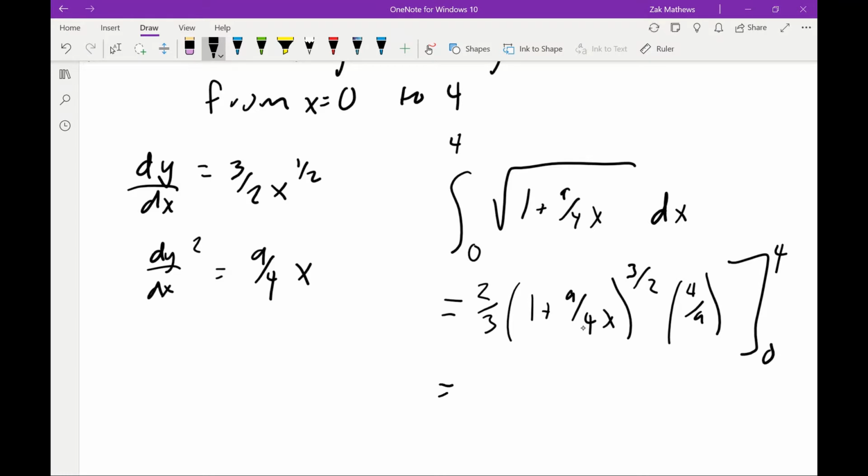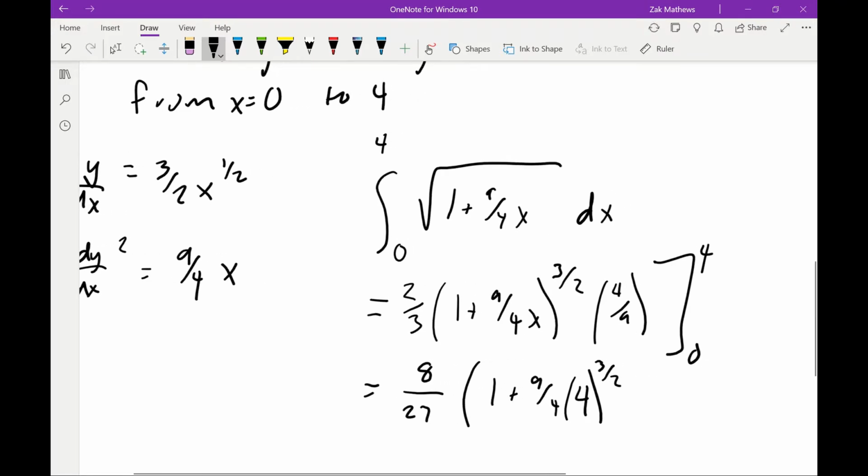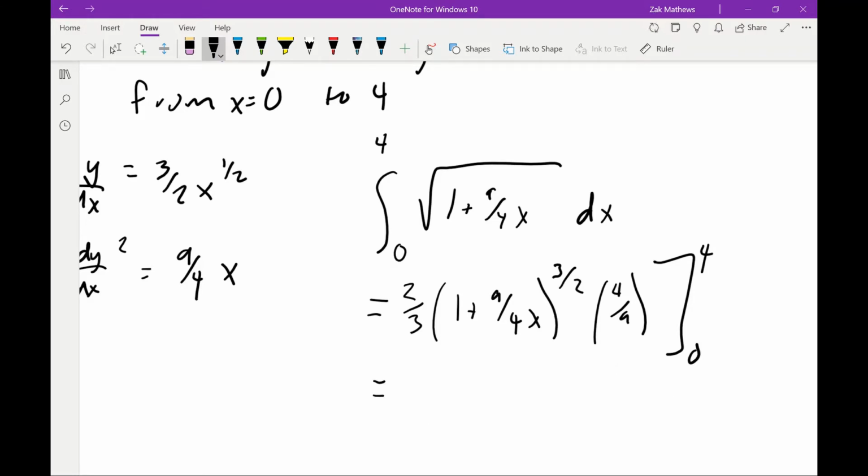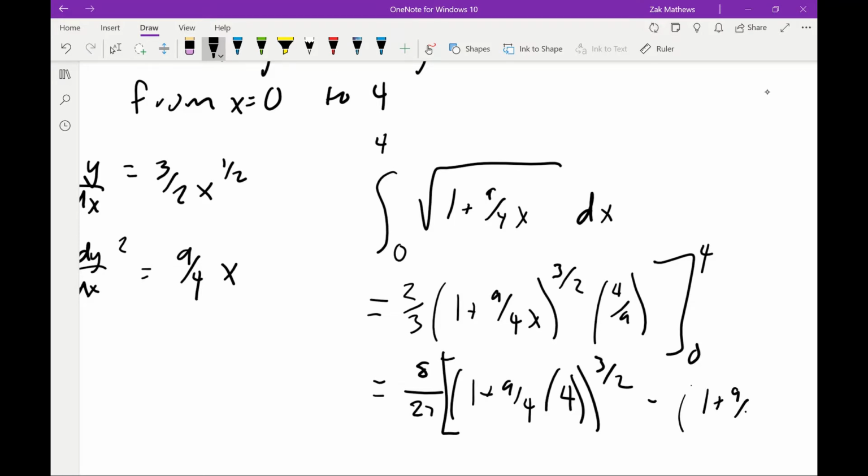Let's go ahead and simplify and plug in. So 2 times 4 is 8, 3 times 9 is 27. 1 plus 9/4, so then we have the 4 to the 3 halves minus, keep this in brackets for right now. So when we simplify this, the 2/3 times 4/9 is 8 over 27. And we're going to go and plug in. So we'll have 1 plus 9/4 times 4 to the 3 halves, let me keep this in brackets, minus 1 plus 9/4 times 0 to the 3 halves. So notice that last term is not just going to zero out. We do have that 1 there.